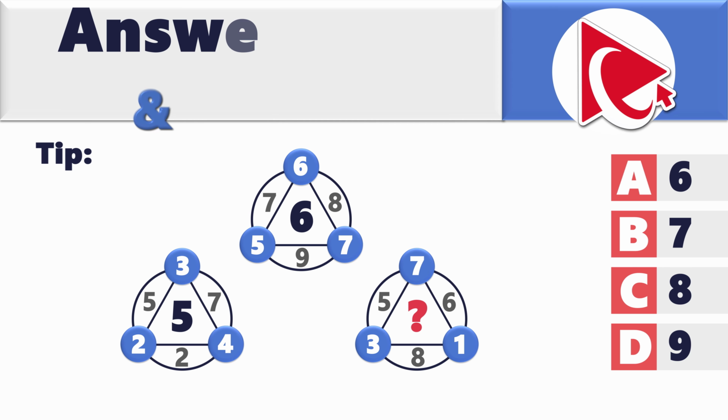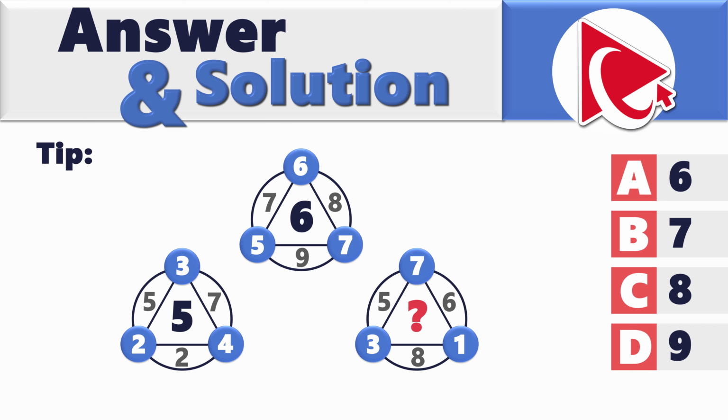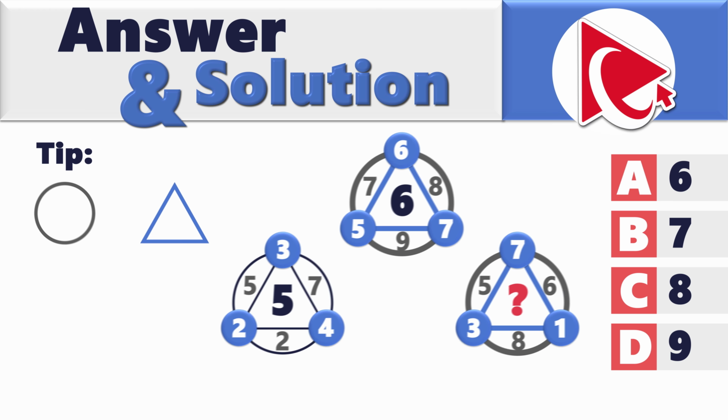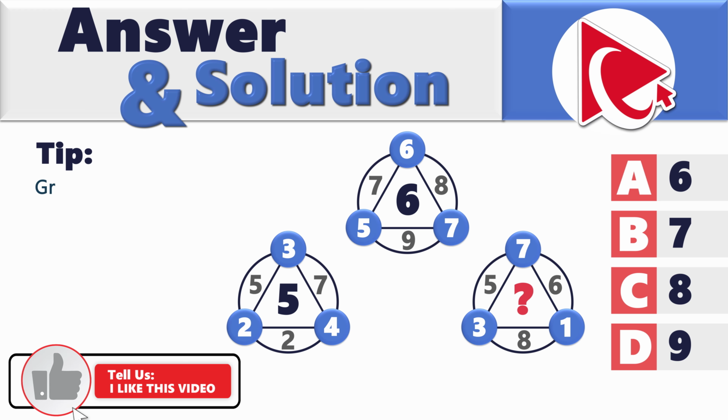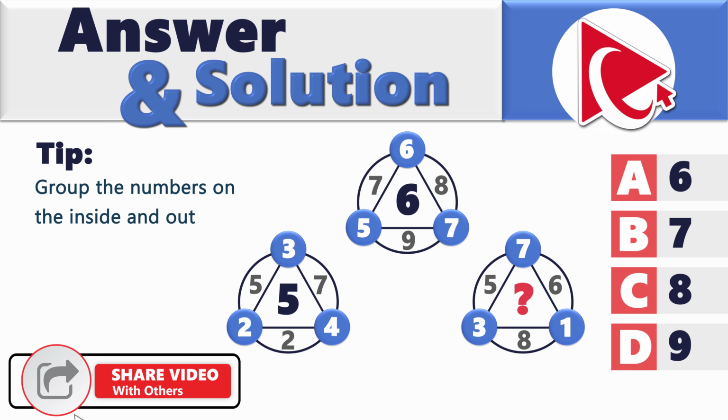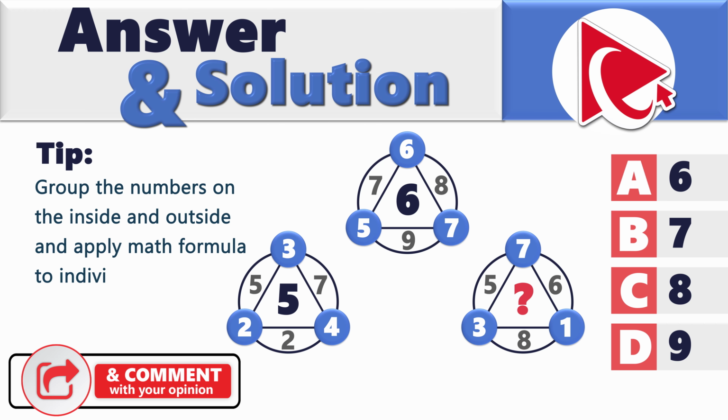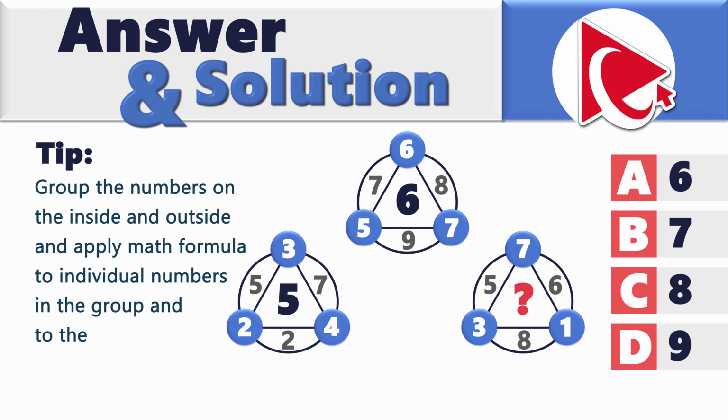Here's the tip for you on how to solve these types of problems in the future. Because we have inside numbers and outside numbers, you need to group them and do the calculations. In this particular case, you need to group the numbers on the inside and outside and apply a math formula to individual numbers in the groups and to the groups themselves. Let's look at the examples.